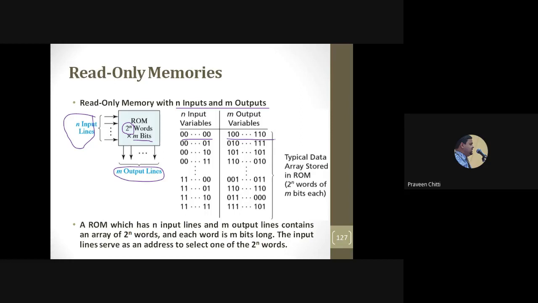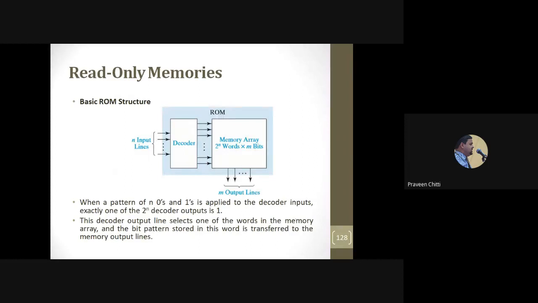What to store is left to you, and there are different ways in which the data can be stored, and accordingly we can implement a particular function using the ROM. That's what we need to study. I hope all of you have understood the structure of ROM. Is that clear? All of you understood how exactly the ROM looks, or what the structure of the ROM is, right?